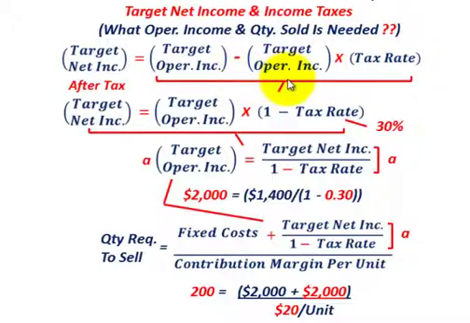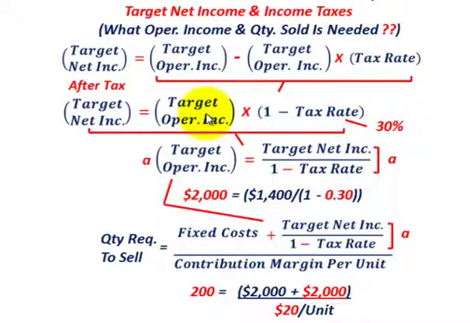Now we can rearrange, factoring out the targeted operating income, to come up with the equation where your targeted net income, your after-tax amount, equals your targeted operating income times 1 minus the tax rate. That's all we're doing here, factoring out that equation, just so you understand what's going on. For our example, we're going to use 30% as our tax rate.